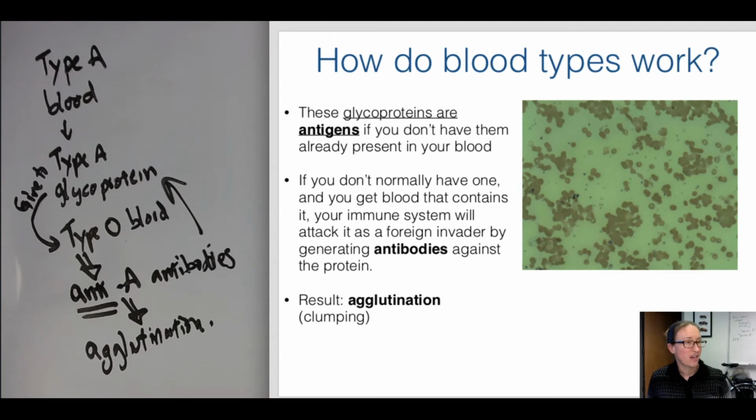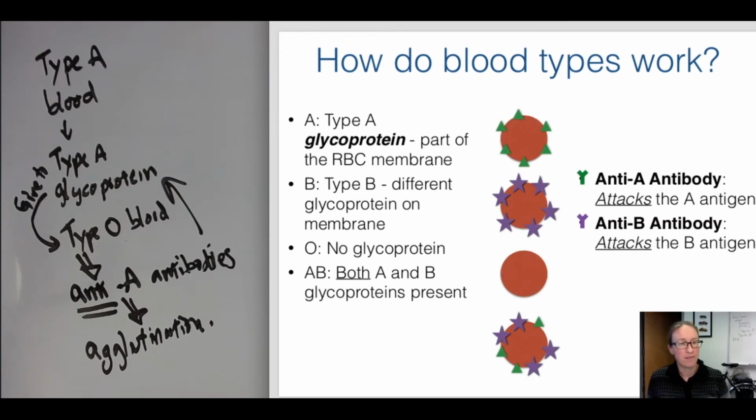So if you give type A blood to someone who normally has type B blood, same thing's going to happen. They're going to produce anti-A antibodies, and their blood will agglutinate, which is kind of a problem. Okay, so the way to think about this is if a red blood cell does not have that type of glycoprotein, then it's going to produce the anti-glycoprotein antibody in response to the presence of that glycoprotein, if you introduce that blood type.